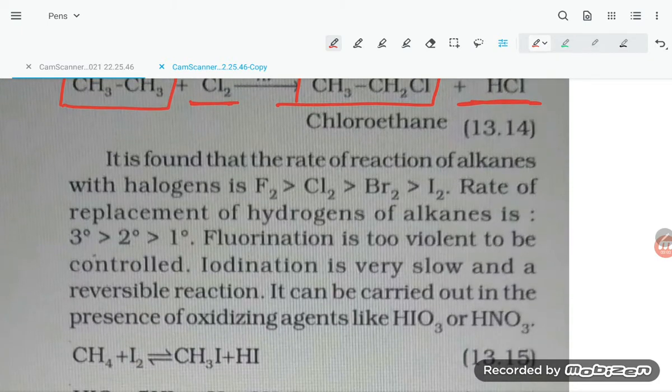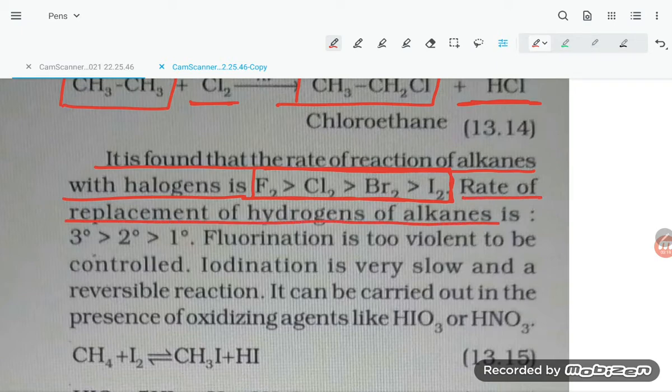It is found that the rate of reaction of alkanes with halogens is in the order F2 faster than Cl2, Br2 and I2. This is the order of the rate of reaction, so keep that in mind. The rate of replacement of hydrogen of alkanes is 3 degree, 2 degree, 1 degree. So 3 degree alkanes give faster halogenation, then 2 degree, then 1 degree.